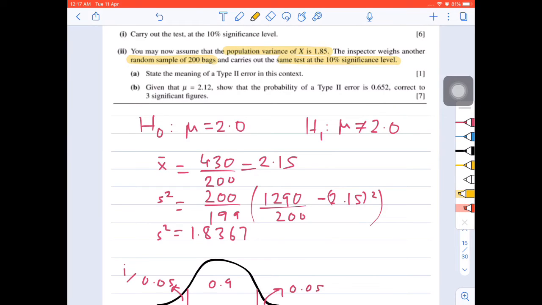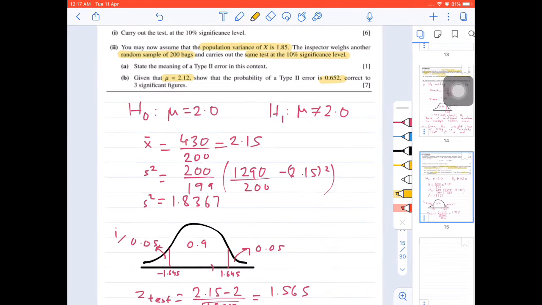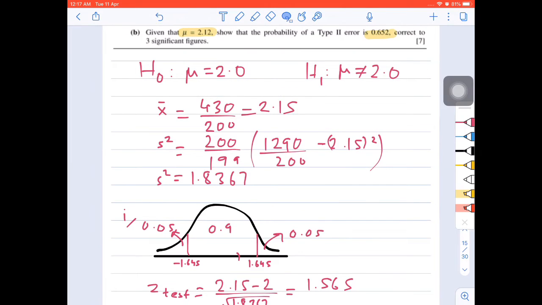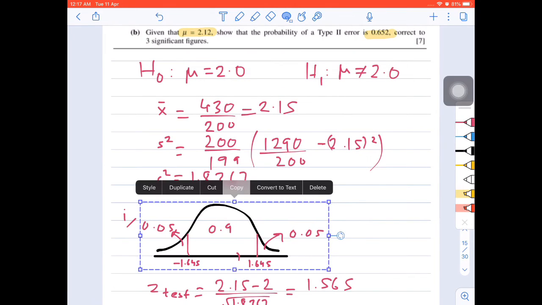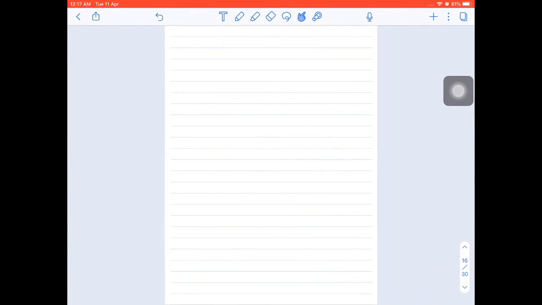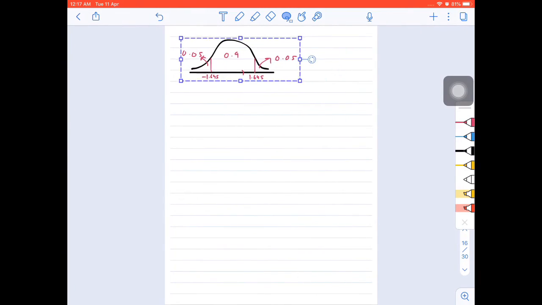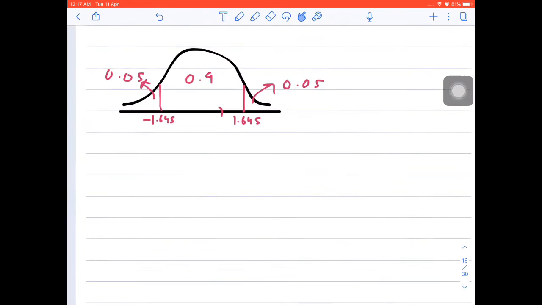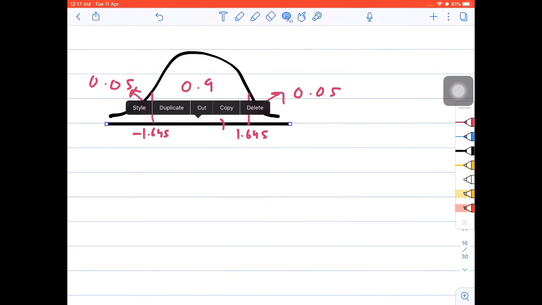Then for part B, they've given that the true mean is 2.12. Show that the probability of a type 2 error is this. So you have to find the probability of a type 2 error. So let's go to a new page. But in fact, I'll copy this first. Okay, so this was the initial graph.